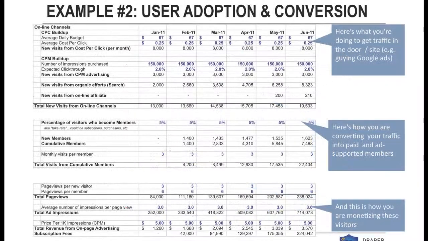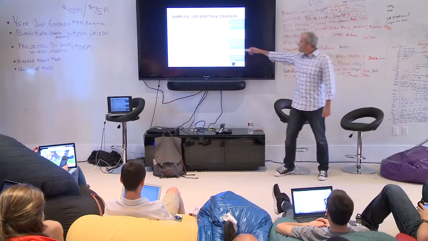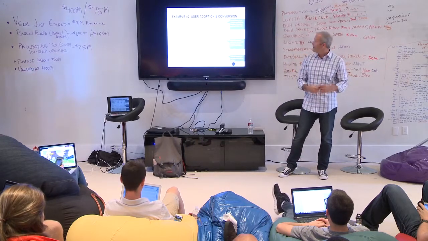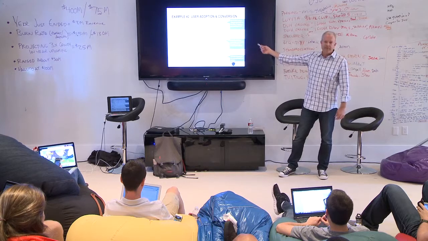This is, again, a consumer web example. In this case, we're making assumptions on what we're doing to get people in the door, top of the line. We're saying we're spending money on online advertising. We're making some assumptions on what percent of, so we're driving traffic to our website by buying traffic. Then we're making assumptions on what percent of those folks we're converting into members or users, right? Just as a hypothetical example, we're saying 5%.